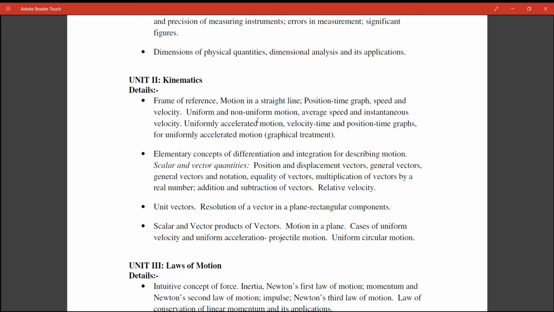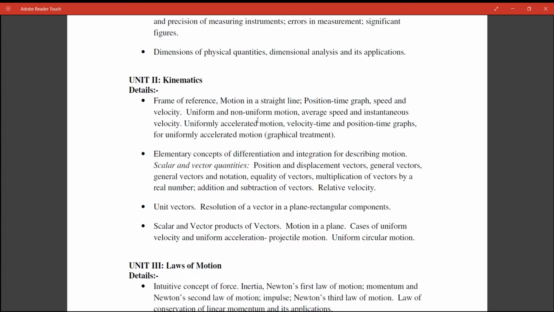And the next topic is elementary concepts of differentiation and integration for describing motion. Scalar and vector quantities, position and displacement vectors, general vectors and notation, equality of vectors, multiplication of vectors by a real number, addition and subtraction of vectors, then relative velocity. Next subtopic is unit vectors, resolution of a vector in a plane rectangular component.